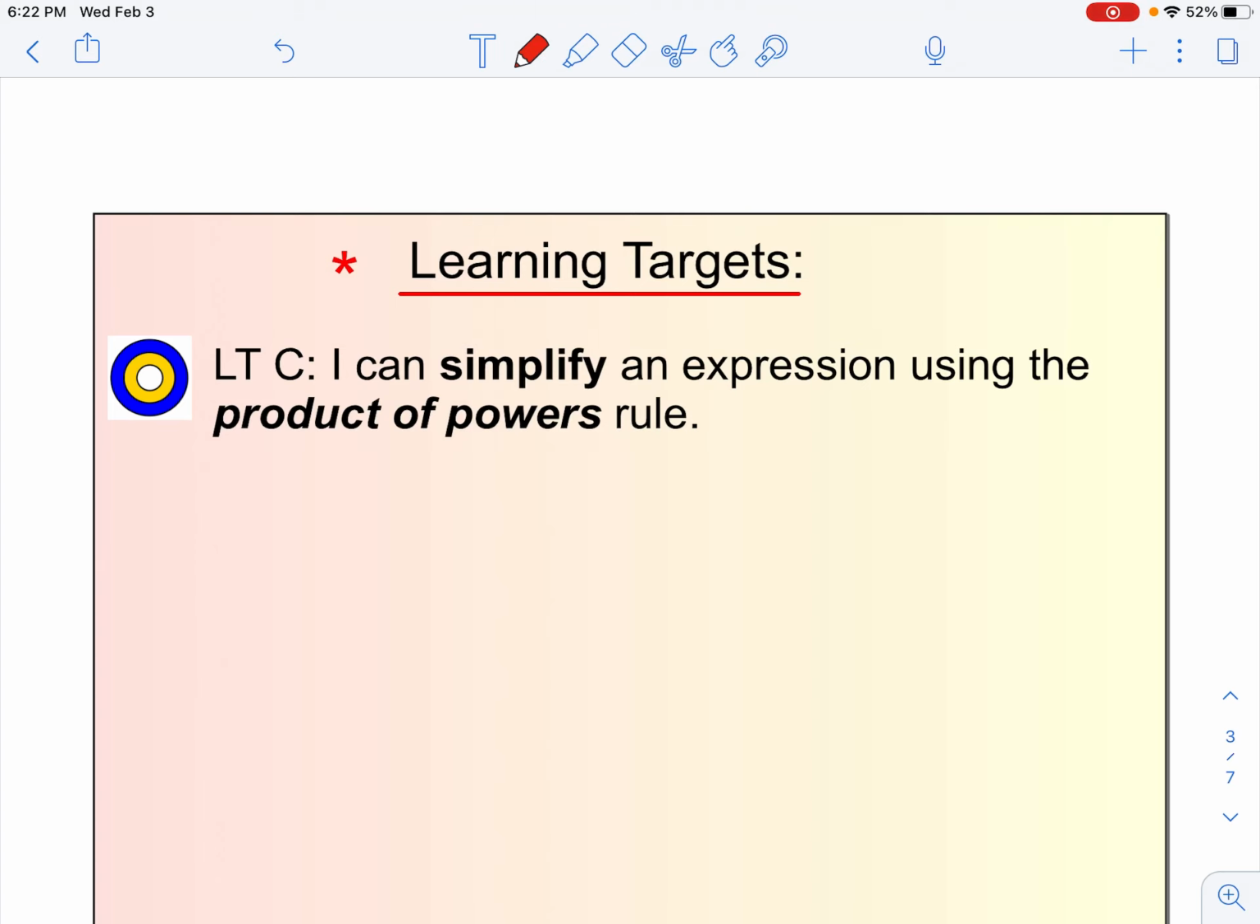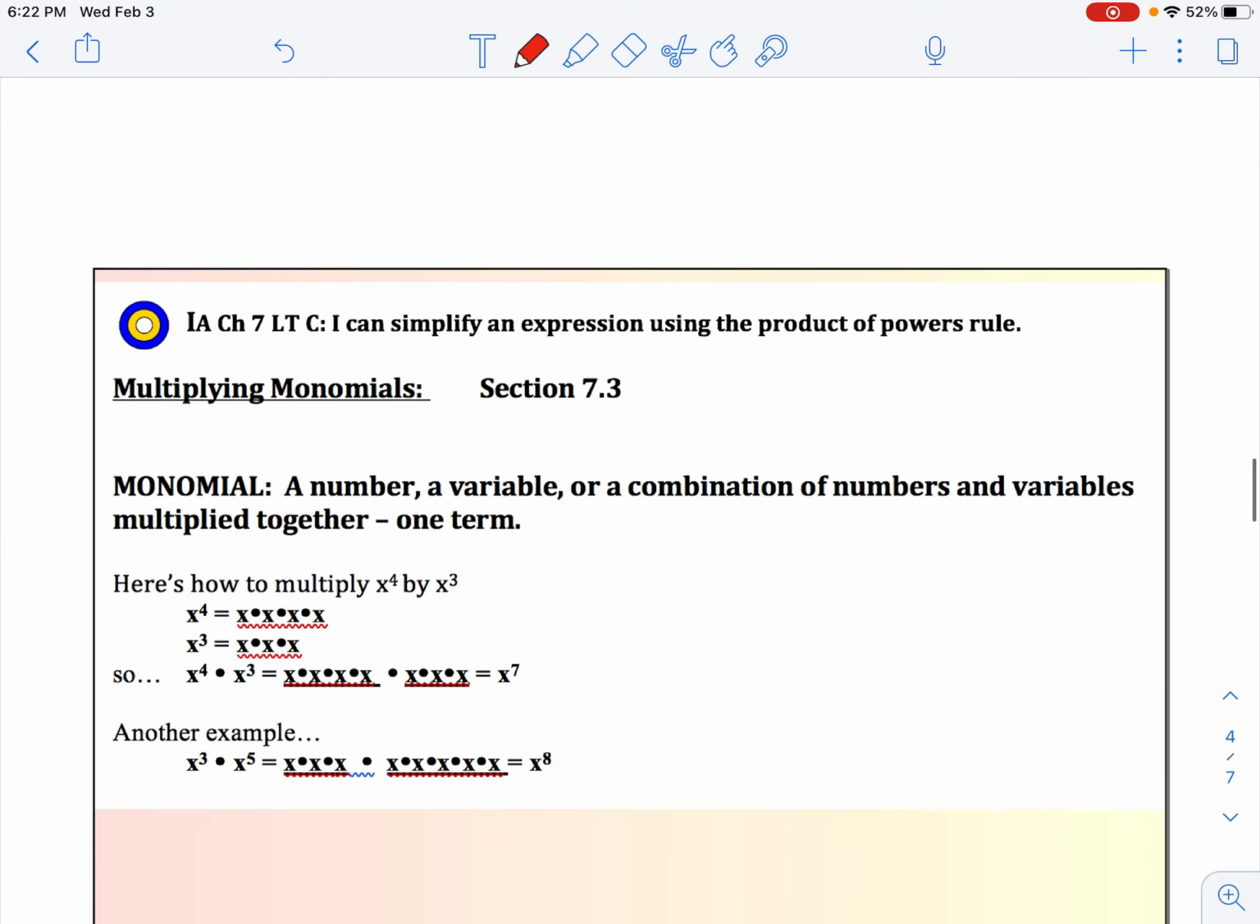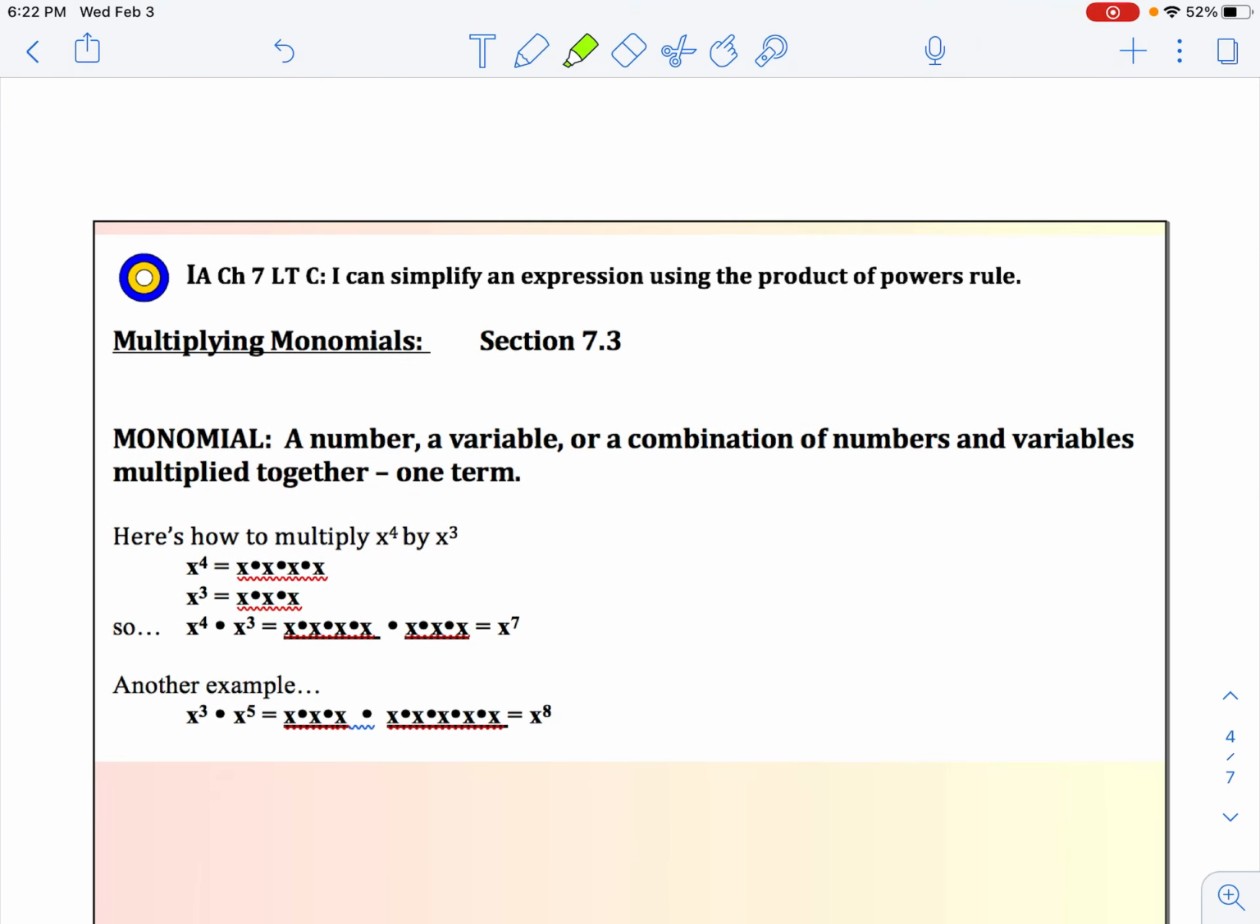Okay, so today we're going to simplify an expression using the product of powers rule, and we're going to use a discovery approach on this. So first of all, we're going to define what a monomial is, and eventually in this chapter we'll get into what a binomial and trinomial are and so forth. A monomial is a number, a variable, or a combination of numbers and variables multiplied together. So the key is a monomial is one term.